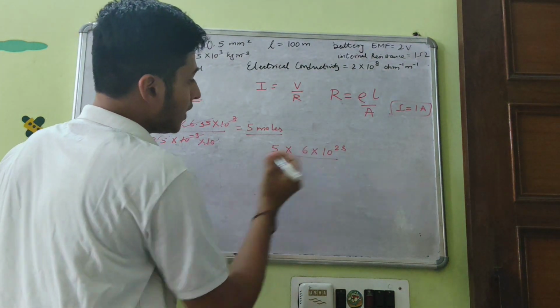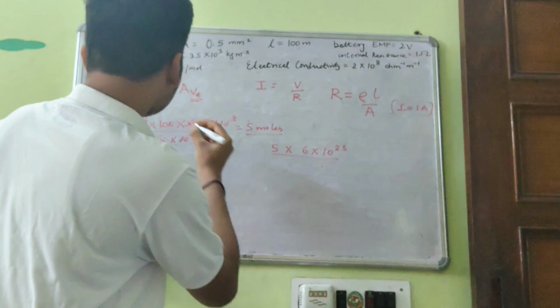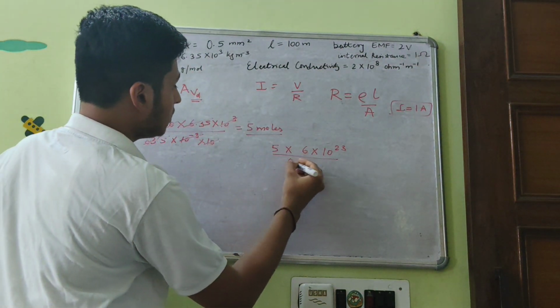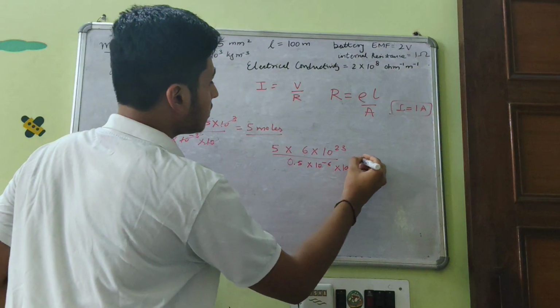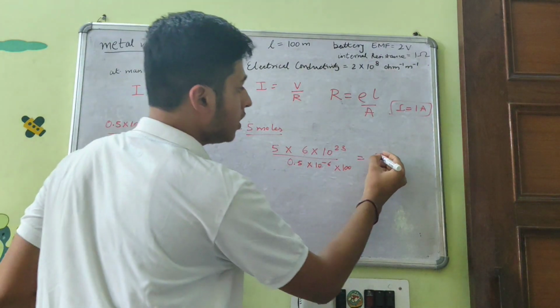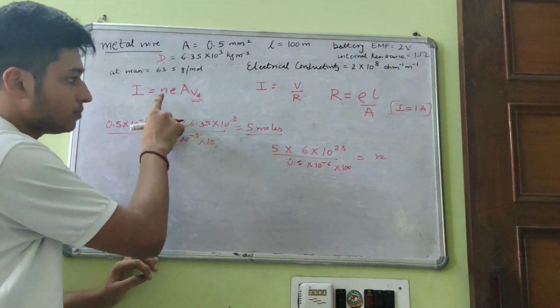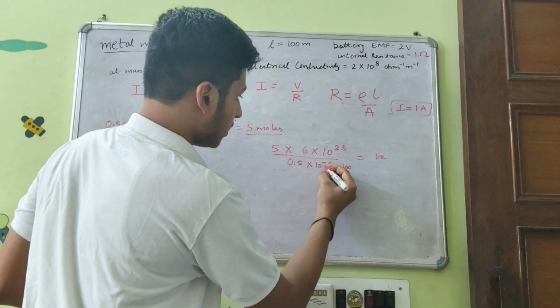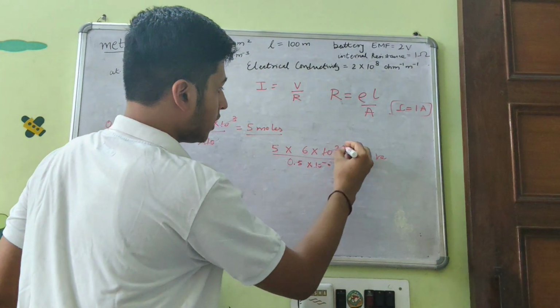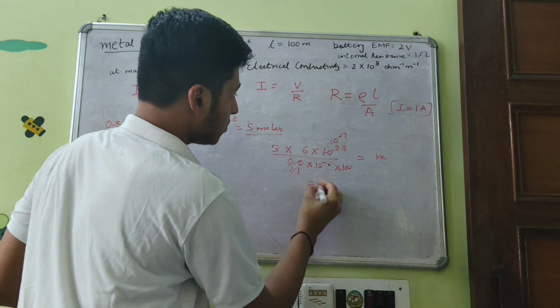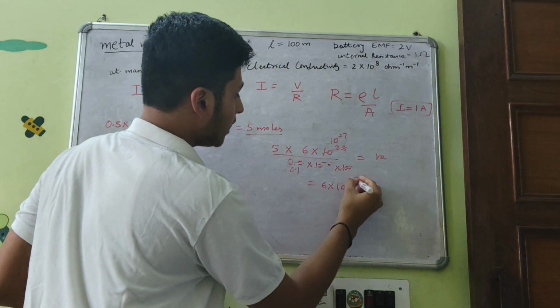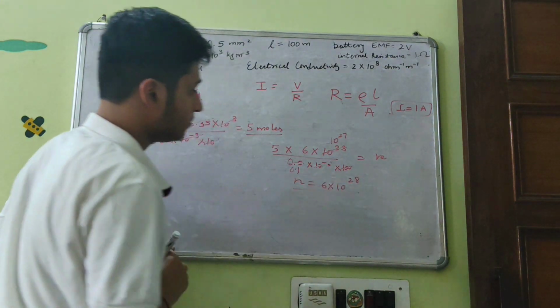Total number of electrons divided by the volume, 0.5 into 10 to the power minus 6 into 100. This is the number of electrons per unit volume, which is n. So 10 to the power minus 4, 10 to the power 27, 0.1, so 6 into 10 to the power 28. This is n.